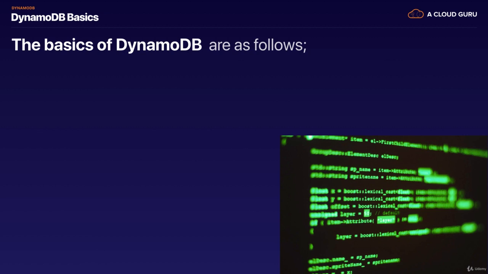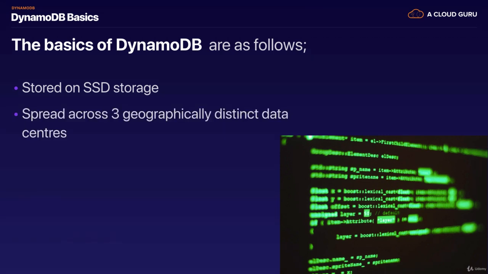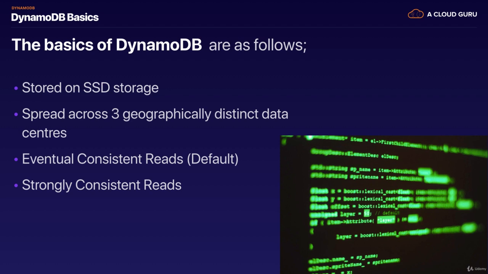So the basics of DynamoDB are as follows. It's stored on SSD storage, so that's why it is so fast. It's spread across 3 different geographically distinct data centers, so you're always going to have redundancy. And then it's got 2 different types of read models. We've got eventually consistent reads, which is what you're going to get by default. And then we also have strongly consistent reads.